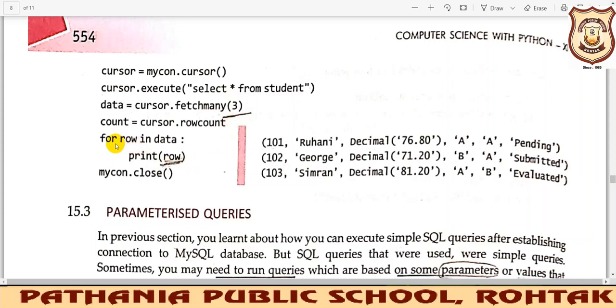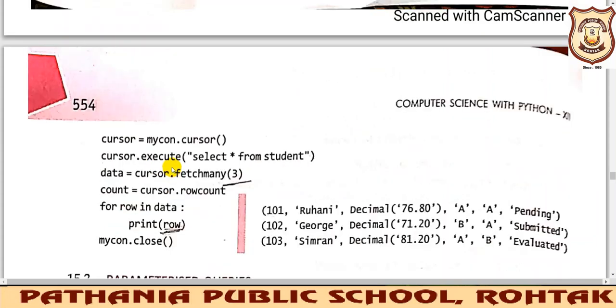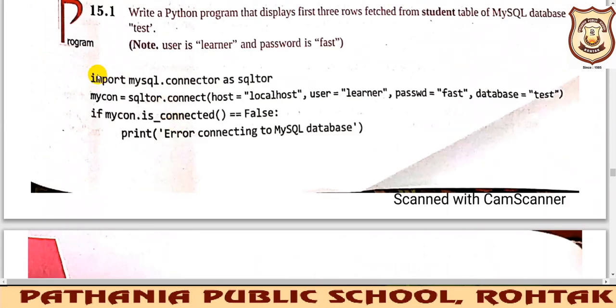Then we need to print this row data one by one using this for loop. This will be the output. Last, we are going to close this connection. This was the connection object, so we need to close the connection with the help of this object only. So we write the myCon dot close function to close the connection that was created between your Python and MySQL.